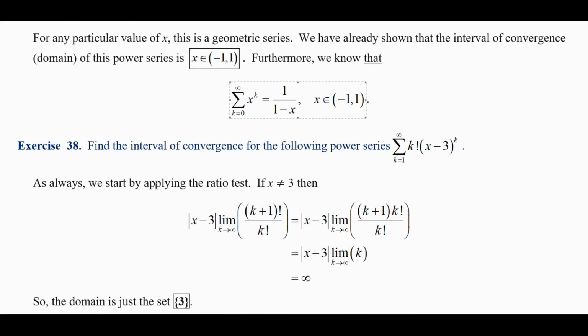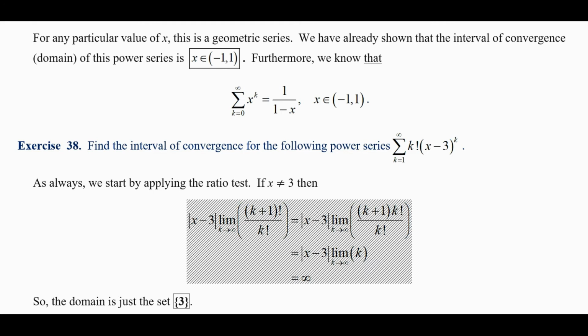So now let's look at another one. Find the interval of convergence of the power series, the sum from k equals 1 to infinity of k factorial times x minus 3 to the k. We start by applying the ratio test. If x is not 3, then we have the absolute value of x minus 3 times the limit as k goes to infinity of k plus 1 factorial over k factorial. Of course, k plus 1 factorial is k plus 1 times k factorial. The k factorials cancel, so this is the limit of k plus 1.